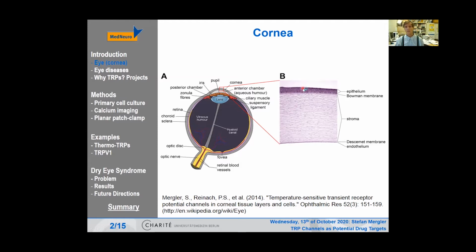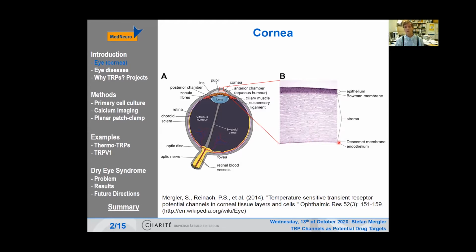And here is the anatomy of the cornea. You can see the epithelium, and then the Bowman membrane is in between the stroma and the epithelium. The epithelium has around 200 layers, and 90% of the cornea is stroma, including keratocytes. Then the Descemet membrane is coming, and then the last layer is the most important one, the endothelium.